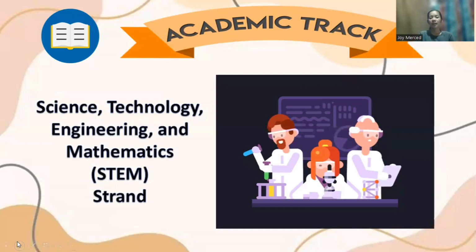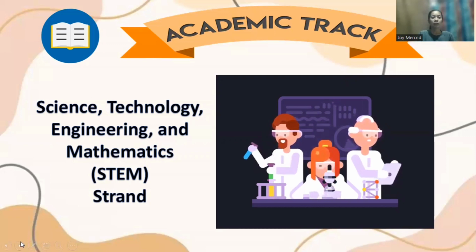The next strand of the academic track is the STEM. Those are the students who are inclined toward or have the aptitude for math, science, and engineering. They can enroll in STEM. This focuses on the perplexity of the intrinsic world, making them future scientists, experts in technological advancement, mathematicians or engineers, and so on.